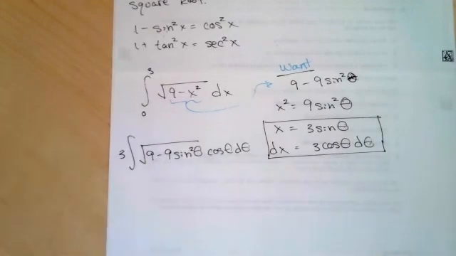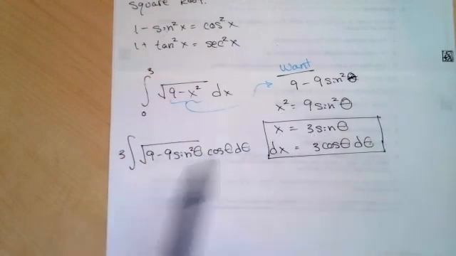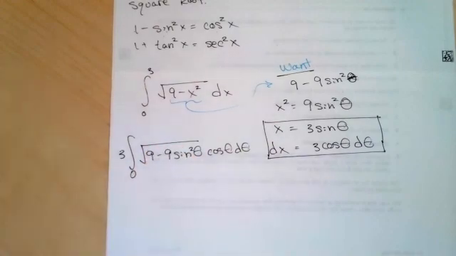This is why we have those first couple of problems on the homework set. Just remember how to evaluate trig functions. When x is 0, I will have 3 sine theta equals 0. Sine theta equaling 0 means theta is going to give us 0.